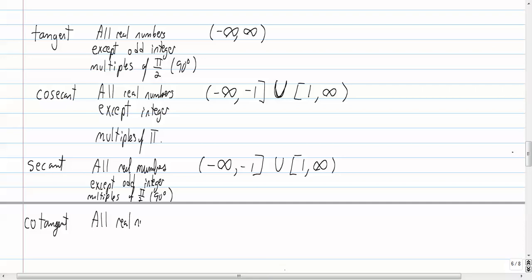All real numbers except integer multiples of pi, or 180 degrees. Alright, cotangent is the fraction x divided by y. So that means its range can really be anything, because if you're dividing numbers, you can figure out a way to get every number, right? So its range is from -infinity to +infinity.